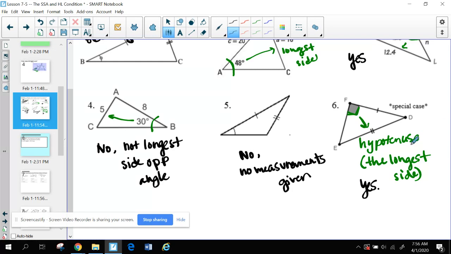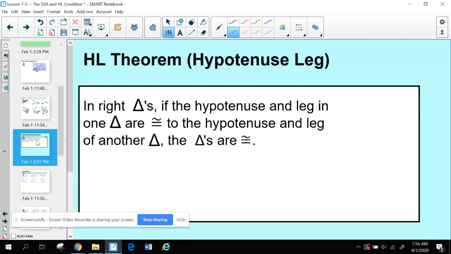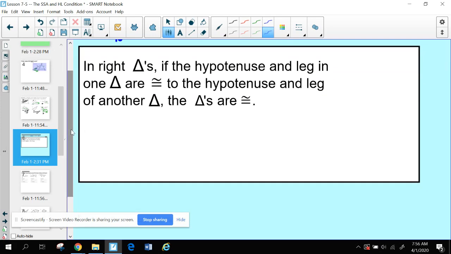So this one has a specific name for it. It's a very specific special case when we use right triangles, and it's called the HL theorem. The HL theorem stands for hypotenuse leg. So you have to be given the hypotenuse and the leg. So we have to know that where the 90-degree angle is as well. So in more words, it says in right triangles, if the hypotenuse and leg in one triangle are congruent to the hypotenuse and leg of another triangle, then the triangles are going to be congruent.